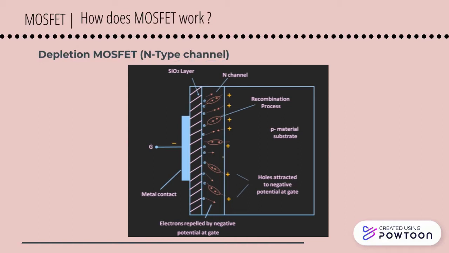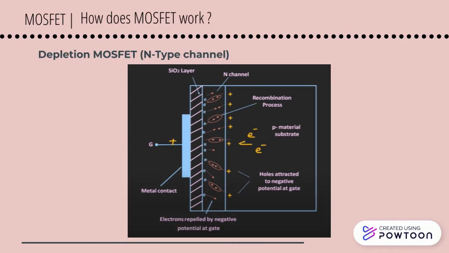When we apply a negative VGS, the negative voltage at the gate will push the electrons to the substrate, and the holes in the P-type will get attracted towards the electrons. The electrons will combine with the holes, and the recombination rate will increase if the applied negative voltage increases. Hence, it will reduce the number of free electrons in the N channel. It also will reduce the flow of the current.